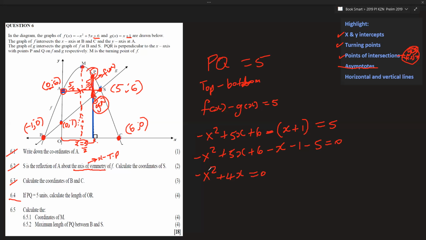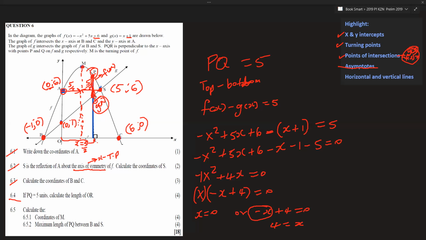Then here you can use the quadratic formula. Your a is negative 1. Your b is 4. Your c is 0. But that will be a long way. There's a short way of doing it, which is x as a common factor. So here I'm left with negative x plus 4 equals 0. Then I created two brackets. I can now separate. So x equals 0 or negative x plus 4 equals 0. So I'm going to move the negative x that side. So I have 4 equals x, right?